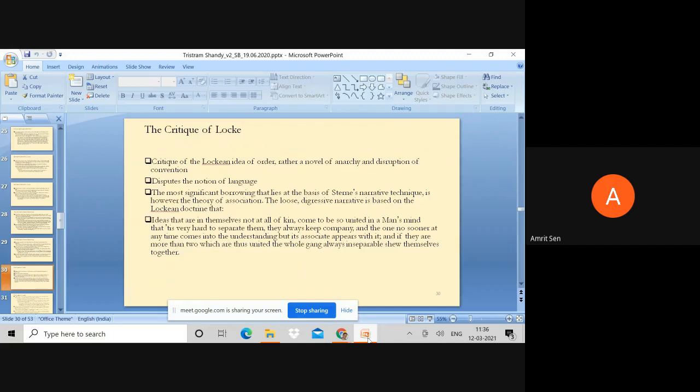What did Locke say? And I'm quoting Locke here. Listen to that carefully. Ideas that are themselves not at all of kin come to be so united in a man's mind that it is very hard to separate them. And they always keep company, so that the one no sooner at any time comes into the understanding, but its associate appears with it. And if there are more than two which are thus united, the whole gang, always inseparable, shew themselves together. Right. Now, I'll give you a humorous example here of what Locke is meaning.